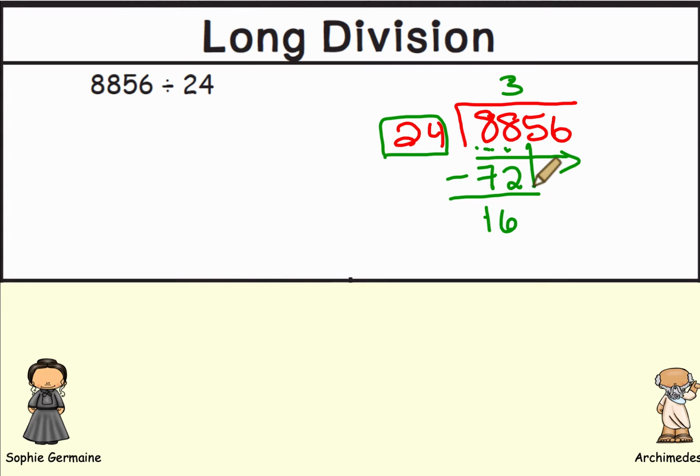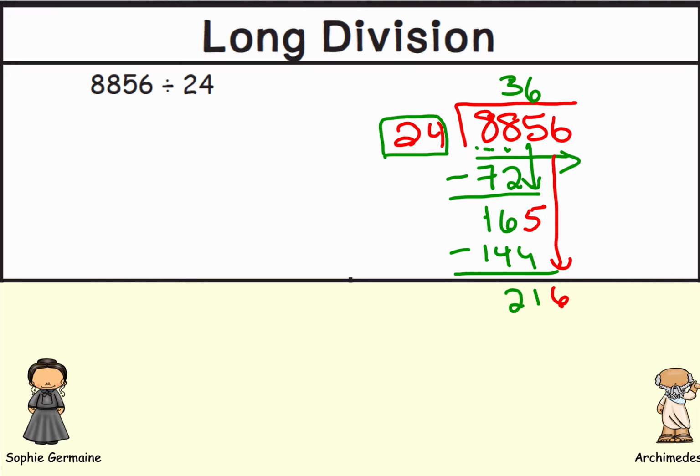So now I bring down my next digit, which is the 5, from my dividend. And now I go ahead and repeat. 24 goes into 165, and it goes in at most 6 times, and 6 times 24 is 144. And then I subtract again. I have 21, and again I bring down.